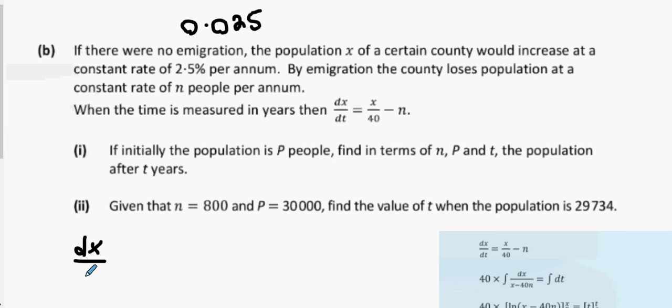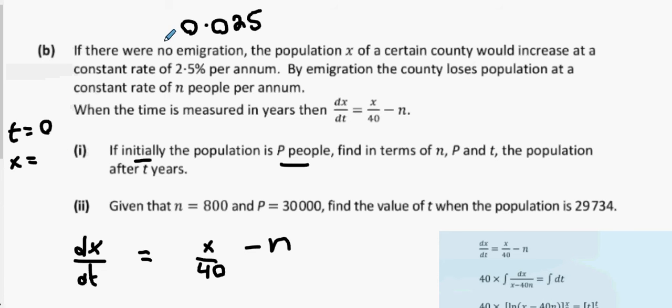Okay, so dx/dt is x over 40 minus n. Initial population, what does that mean? Start. So what does that mean? When t equals 0, x equals, anybody? Remember, x is the current population. I'd say x equals p. Okay, we'll find out in a minute anyway.